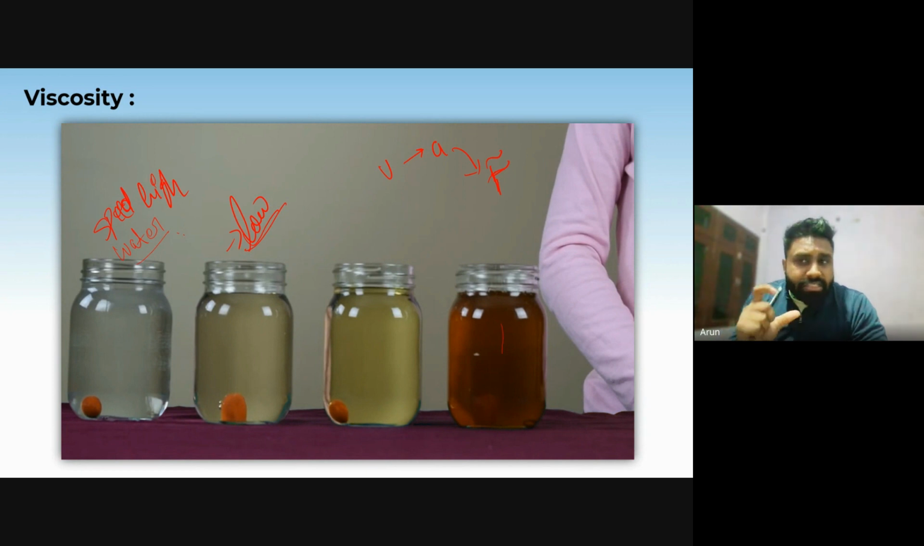Now, what is this mysterious force called? This mysterious force is called viscosity. Got it? It acts just like the frictional force. What does friction do? Friction will oppose the relative motion. So it is also opposing the motion. This is the frictional force, but provided by liquid or fluid. That is why it is termed as viscosity.